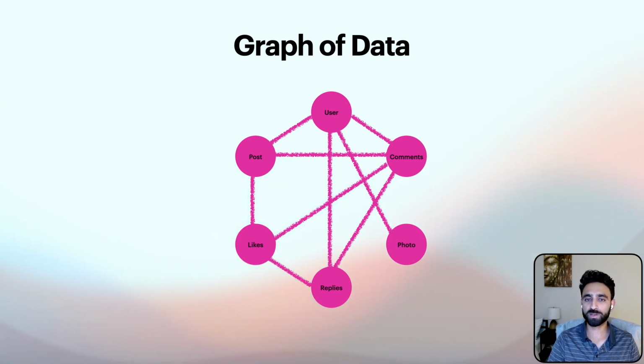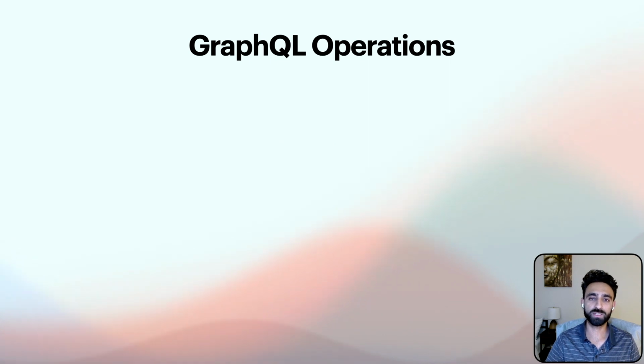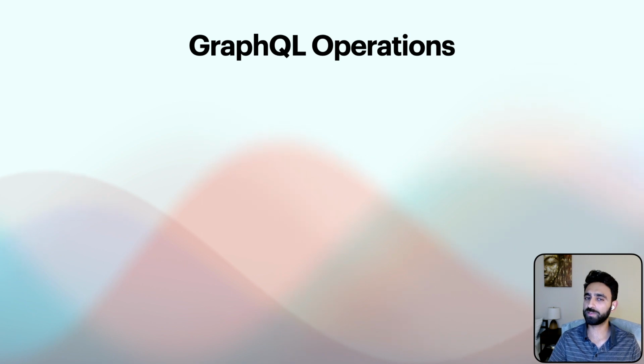So let's have a quick look at GraphQL queries and other GraphQL operations. GraphQL has three different types of operations, and they are to some extent analogous to verbs in REST, like GET is read, PUT is write. You'll understand more as we go through them.